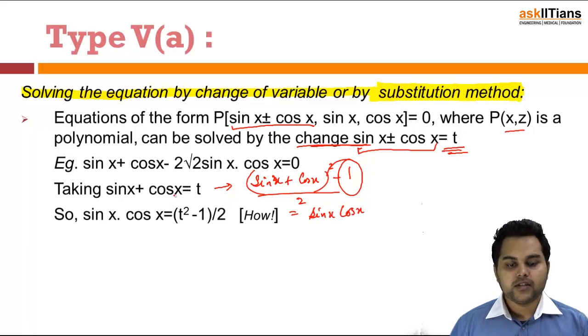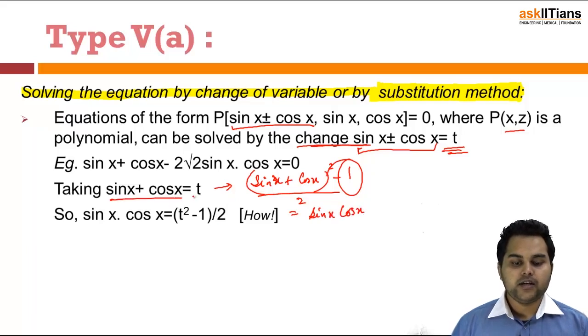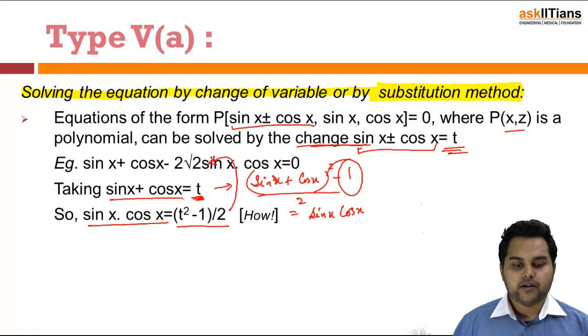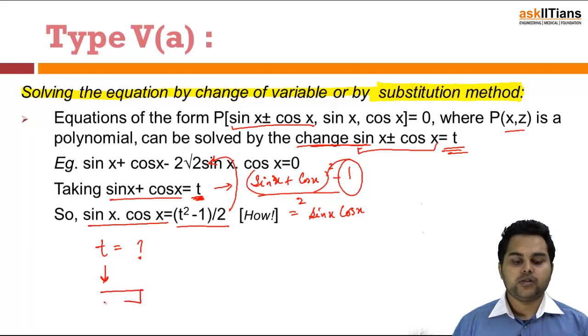So now I have sin x plus cos x in terms of t and sin x cos x also in terms of t, which can be substituted in the equation that I have. I will find the value of t, and hence ultimately find the solution to the trigonometric equation.